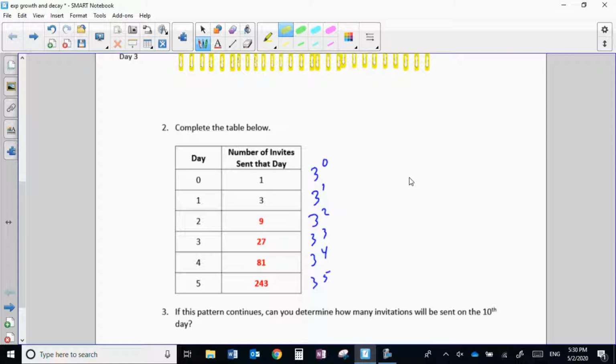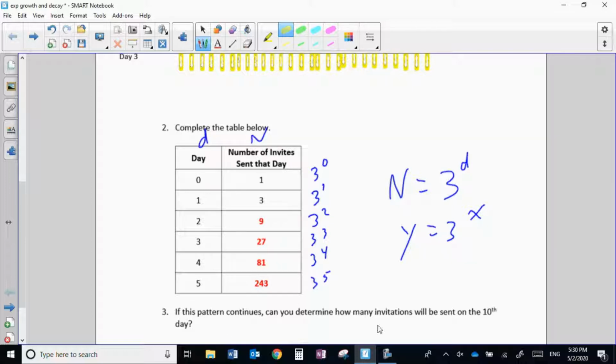So we essentially can come up with an equation here that the number of invites sent each day is just 3 to the power of d, if d is the day. I mean, you could also say y equals 3 to the power of x if you just wanted to use y and x. It's up to you. It doesn't really matter. I use d and n there.